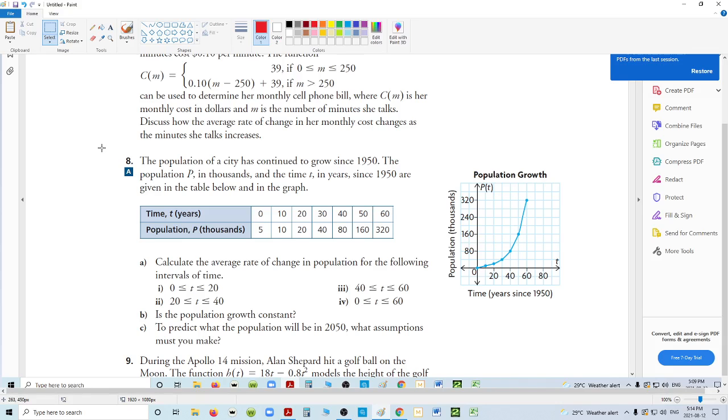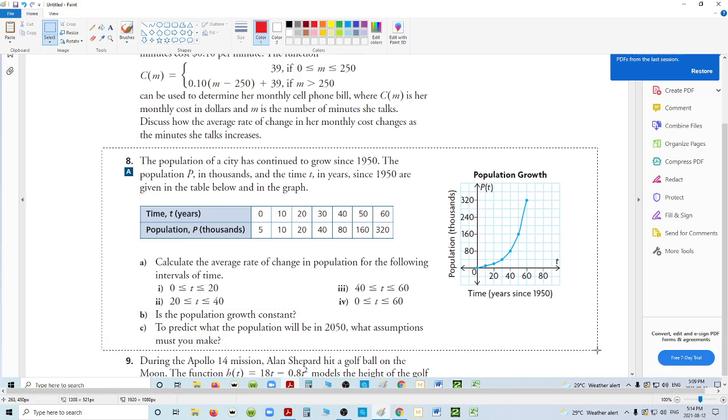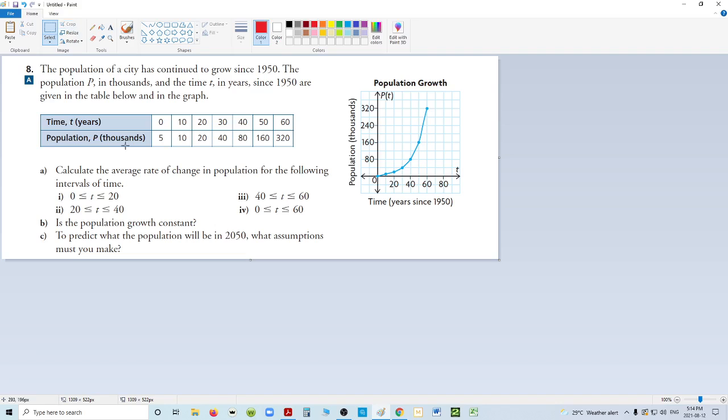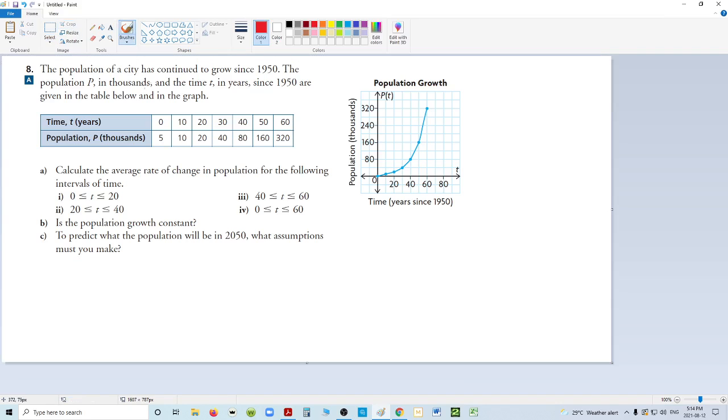So then they give you a population of animals. And if you look at the numbers carefully, it's a city. A city has grown in the population of people over years since 1950. So they're counting 1950 as year 0. Year 0 is 1950. So 20 years later is 1970. 80 years later is 2030. So they're trying to get predictions of where the city will be.